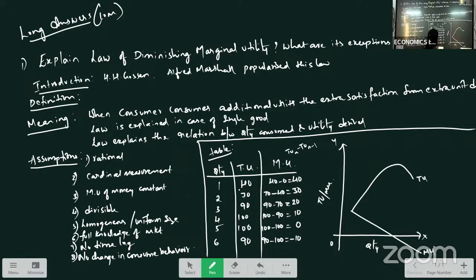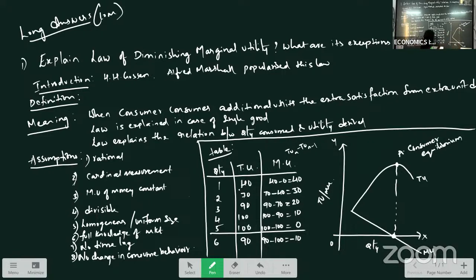And one more point we have to observe here: whenever total utility is maximum, marginal utility is 0. See this point, when total is maximum, marginal is 0. So the same we have to show over here with dotted lines. It is a point of equilibrium where the consumer will be in equilibrium, means he will be getting maximum satisfaction. Because beyond this point, our total satisfaction is decreasing, and the additional unit is becoming negative.